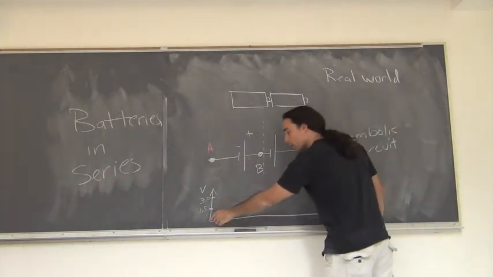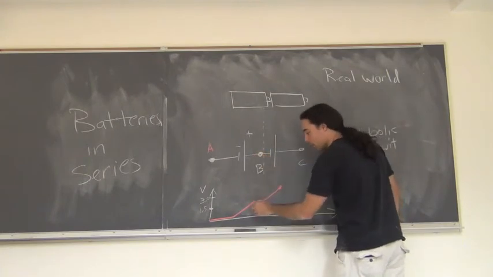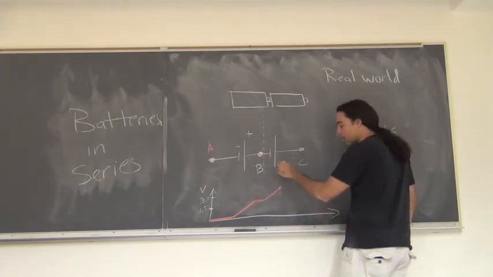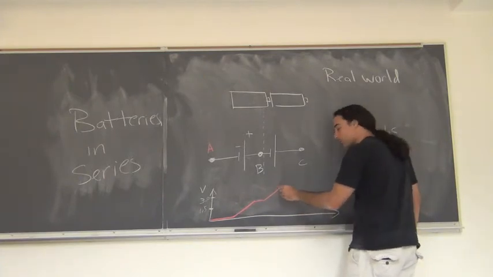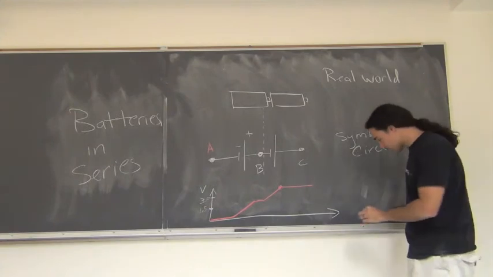So now, I started at 0 volts. I go to 1.5 volts. Then I go up another 1.5 volts as I go across my battery. So here I'm at 3 volts. 3 volts everywhere after that.